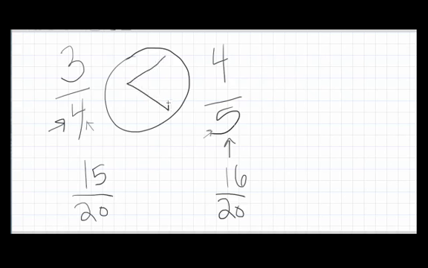So the alligator eats the bigger fraction. So 4/5 is greater than 3/4. Let's take a look at another example.